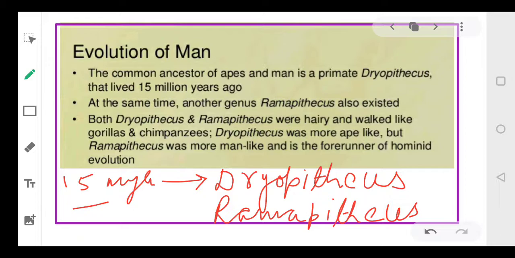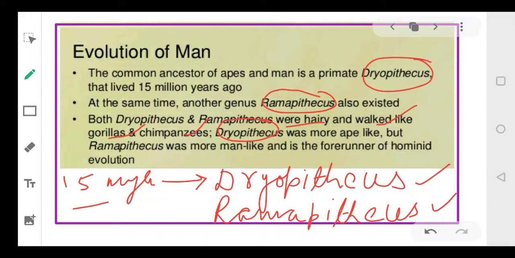Both of these, Ramapithecus and Dryopithecus, were hairy, means their body was covered with hairs, and they walked like gorillas and chimpanzees. The Dryopithecus was more ape-like, while the Ramapithecus was more man-like. And they are therefore considered as forerunners of humanoid evolution.